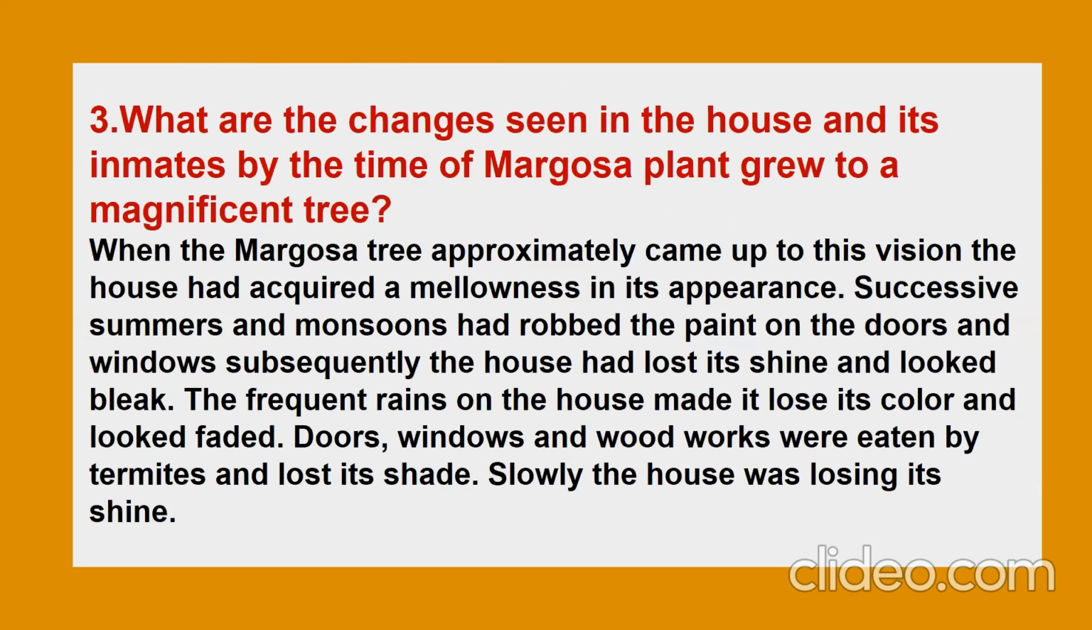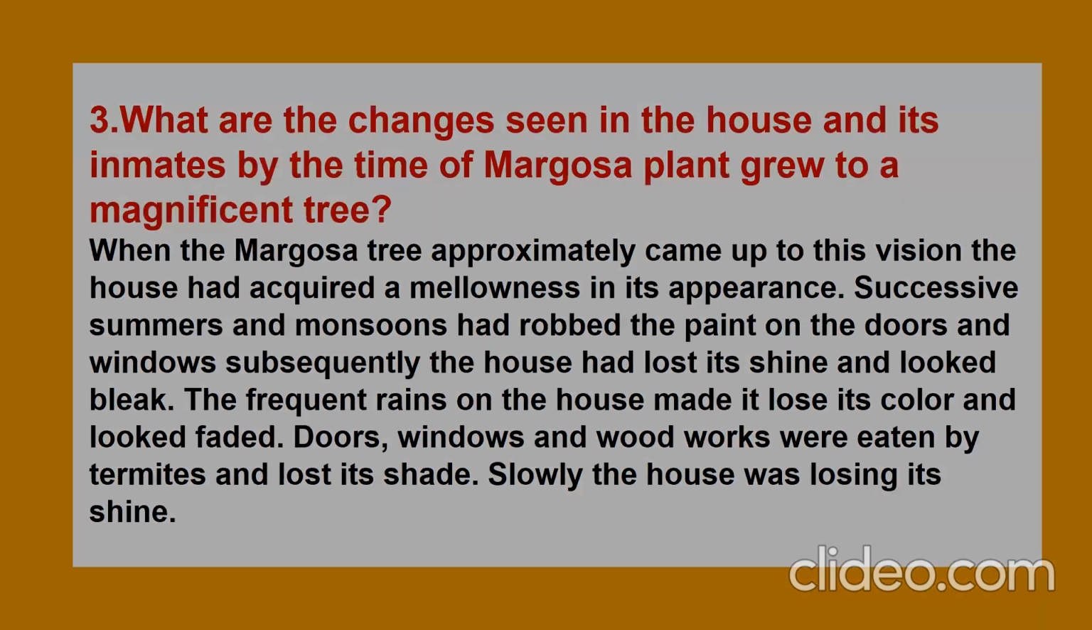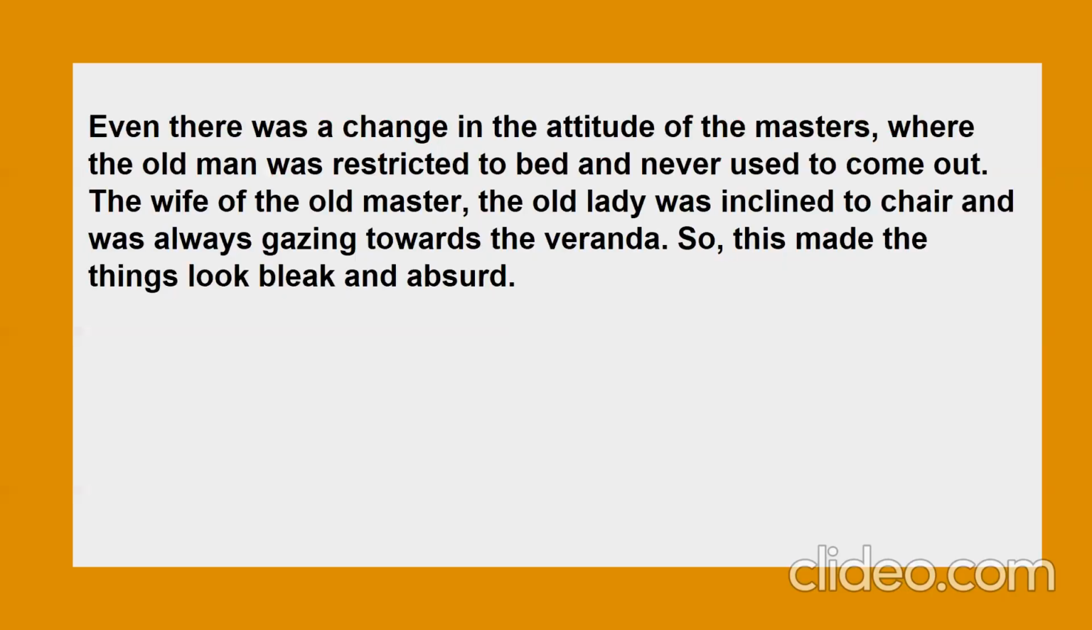Next question. What are the changes seen in the house and its inmates by the time the Margosa plant grew to a magnificent tree? When the Margosa tree came up, the house had acquired a mellowness in its appearance. Successive summers and monsoons had robbed the paint on the doors and the windows. Subsequently, the house had lost its shine and looked bleak. The frequent rains made it lose its colors and look faded. Doors, windows, and woodwork were eaten by termites and lost their shade. Slowly, the house was losing its shine. Even there was a change in the attitude of the masters, where the old man was restricted to bed and never used to come out.